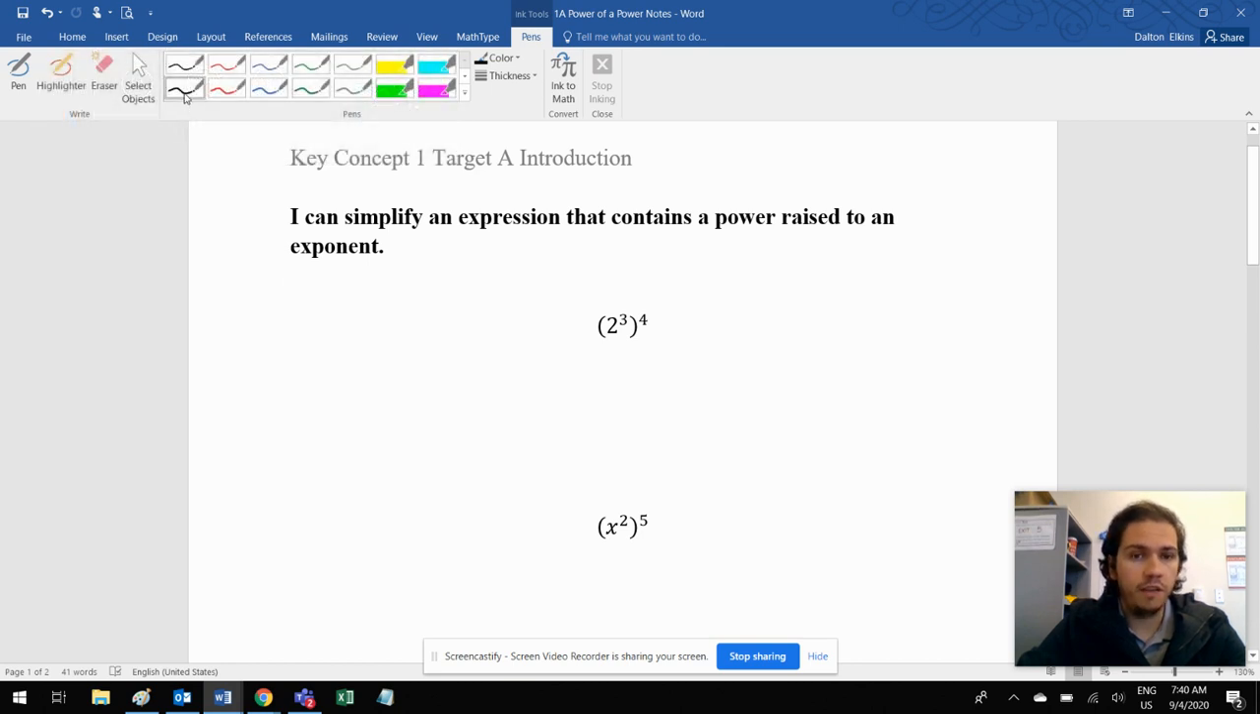Good morning. This is target A, power of a power rules. The goal for today is that I can simplify an expression that contains a power raised to an exponent. So, a power of a power.